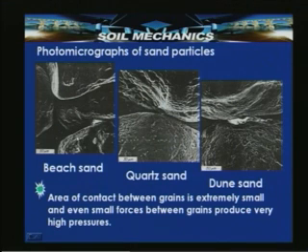Let us look at some photomicrographs of sand particles. The first picture on the left shows a photomicrograph of a beach sand, where you can see the contact between the different grain particles. The photomicrograph of a quartz sand is in the middle, and the dune sand, where there is loss of contact because of the uniformity in gradation, can be seen here.